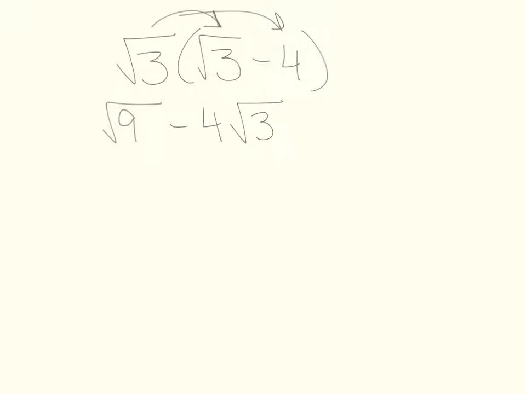You sort of treat radicals like you treat variables. This would be like x times negative 4, and we'd get negative 4x. That's one way to do it. Now, is there anything we can simplify here? The square root of 9 is 3. I can't do anything with 4 times the square root of 3. I'm done.